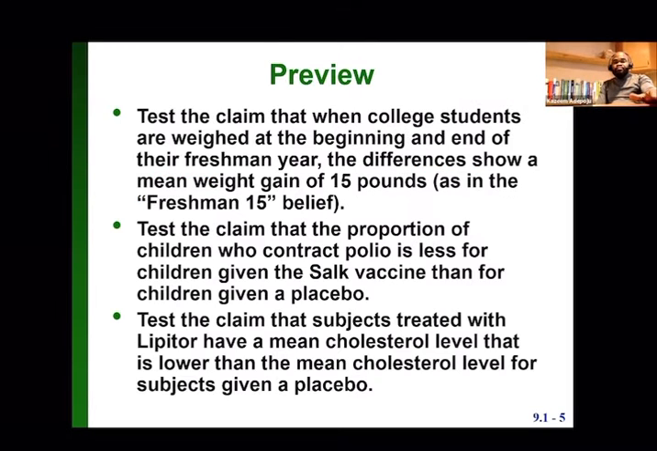Okay, so an example of such is this: test the claim that when college students are weighed at the beginning and at the end of their freshman year, the differences show a mean weight gain of 15 pounds. So this is an example of hypothesis testing for difference of parameters in two populations. If you take a look at what I'm showing now, this requires us to test hypotheses about the difference of means. The means of what? The means of weight, the weight at the beginning and the weight probably at the middle of the semester.